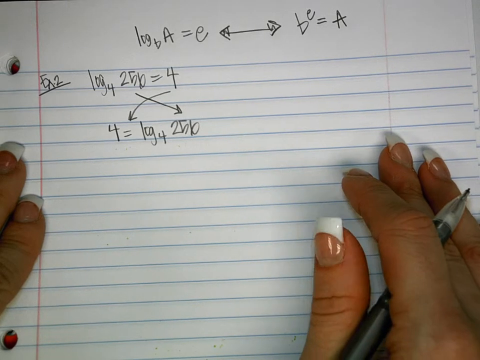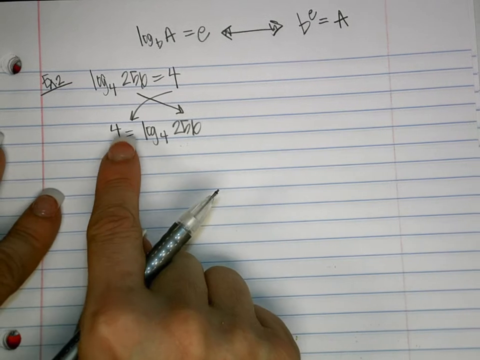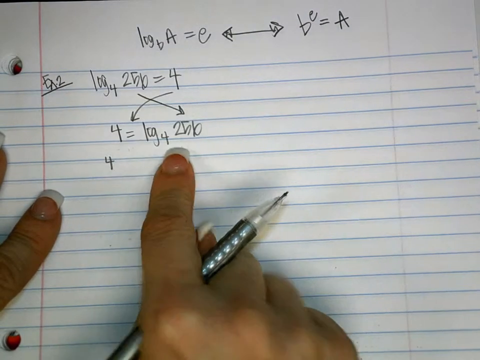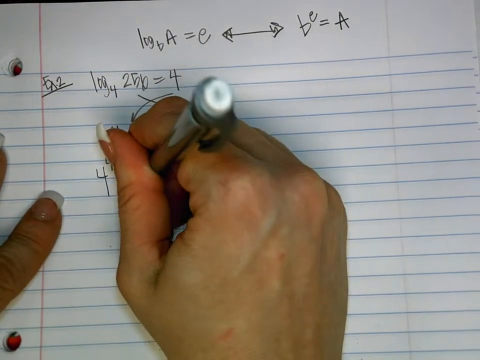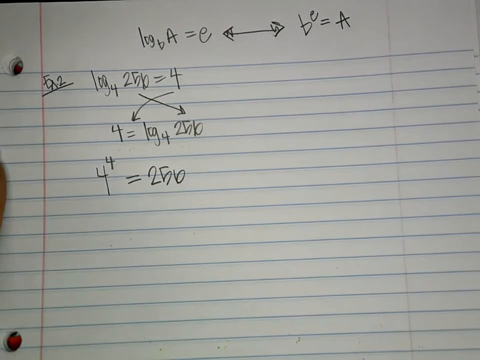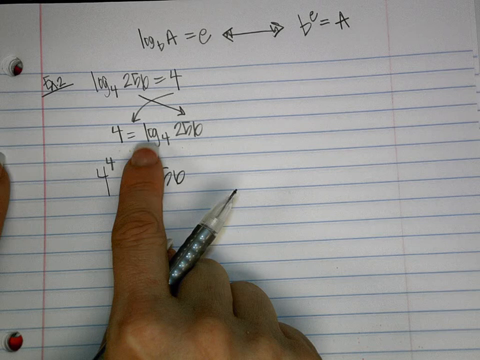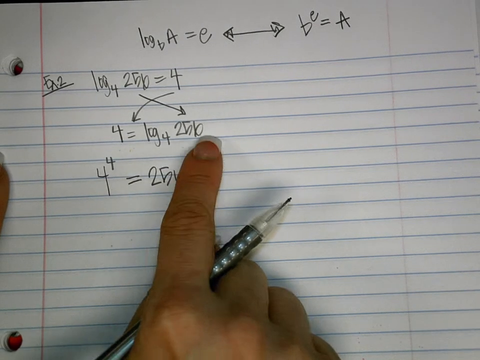If I read this literally and say it out loud the way that I just showed you, we say 4 is the exponent on 4 that makes 256. And that's your answer. So you always want to say them that way: 4, or whatever the number is, is the exponent on your base that makes the answer.